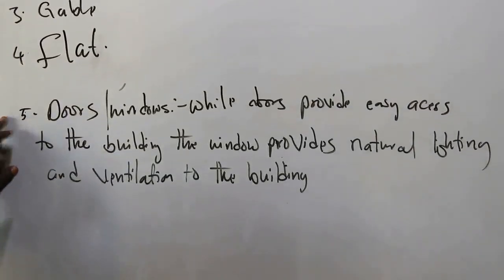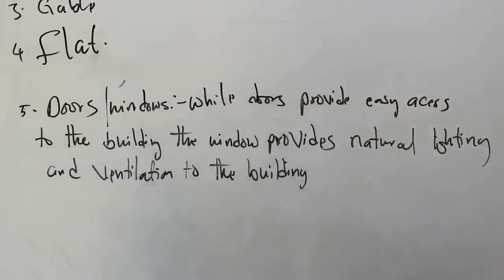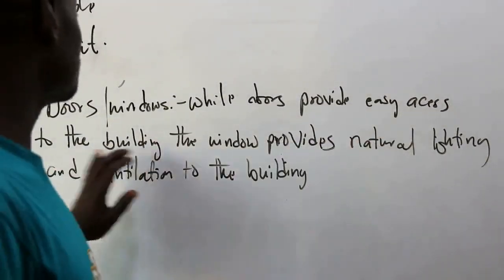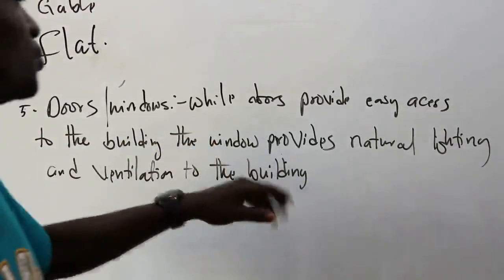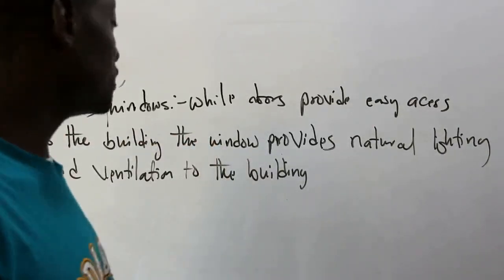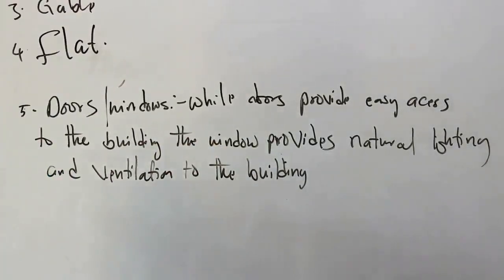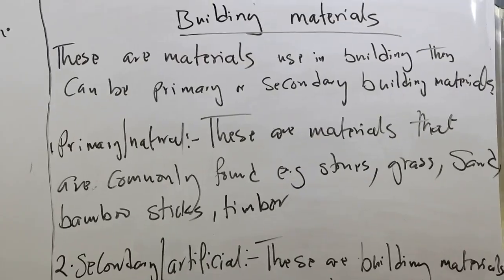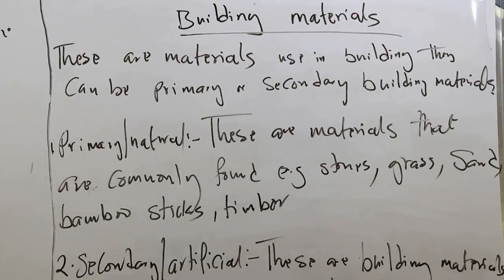The next building component is the door and the windows. The doors and the windows provide easy access to the building, and the window provides natural lighting and ventilation through the building. So I think we'll now move to building materials.